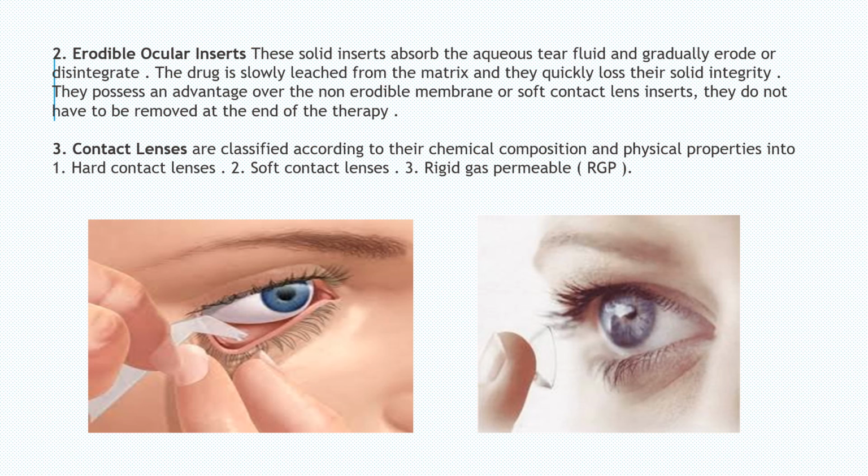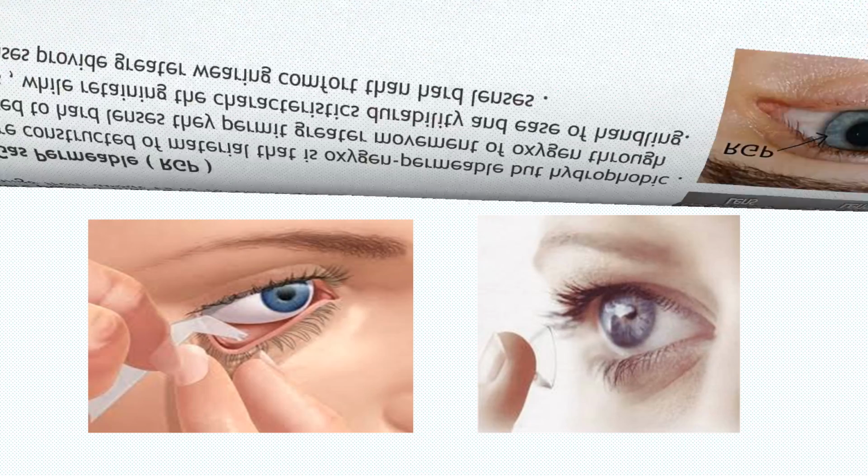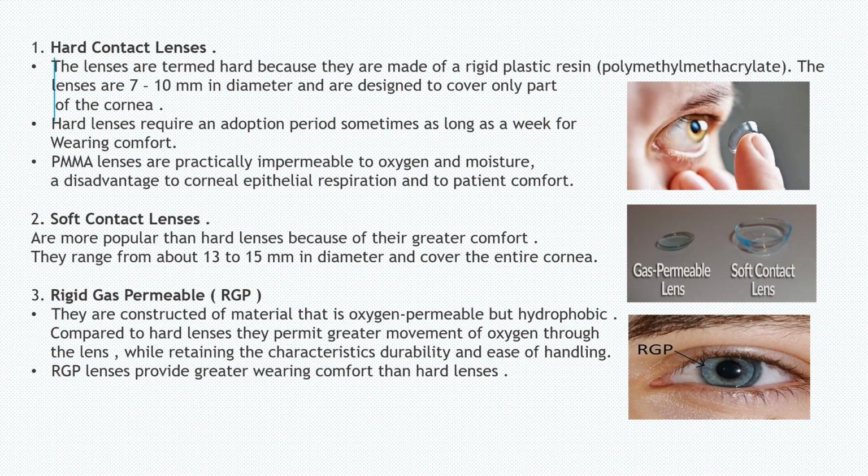Contact lenses are classified into three types: hard contact lenses, soft contact lenses, and rigid gas permeable lenses. Hard lenses are usually made of rigid plastic resin, which is polymethyl methacrylate, and range between 7 to 10 mm in diameter. They cover only a part of the cornea, and require adaptation time for wearing comfort.